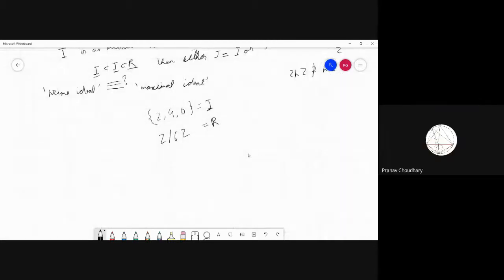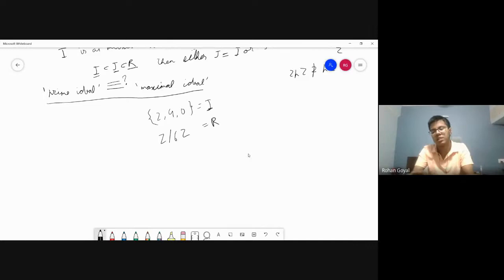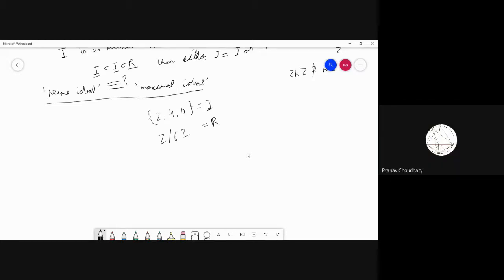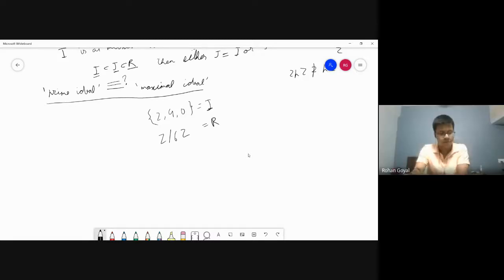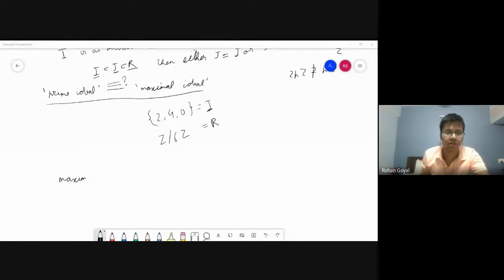So for that maximal prime thing, I think maybe one side is true and the other side is not true. Okay, which side is your conjecture? Maybe prime ideal is maximal ideal. Not sure, this is just a big guess. Okay, since we are spending too much time on this, I'll tell you. Maximal ideals are prime ideals, but prime ideals are not necessarily maximal ideals.